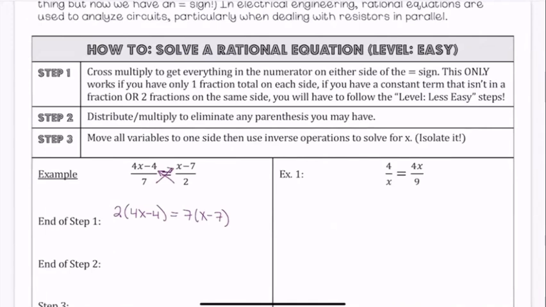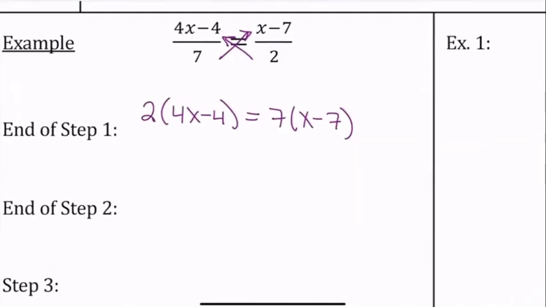Step 2, distribute/multiply to eliminate any parentheses you may have. You might notice that now that we have gotten rid of our denominator, this looks suspiciously like a multi-step equation, because it is. If you need to go back and look at that, it was in Unit 0, very beginning of our notebook.